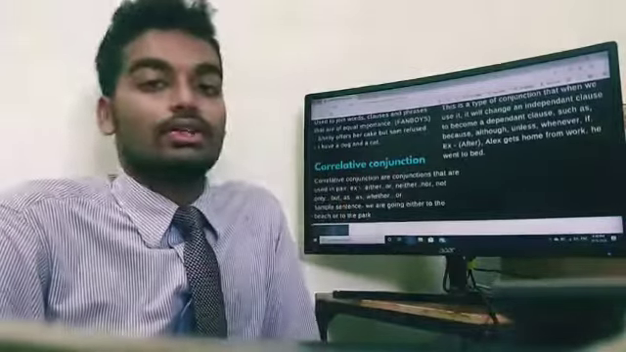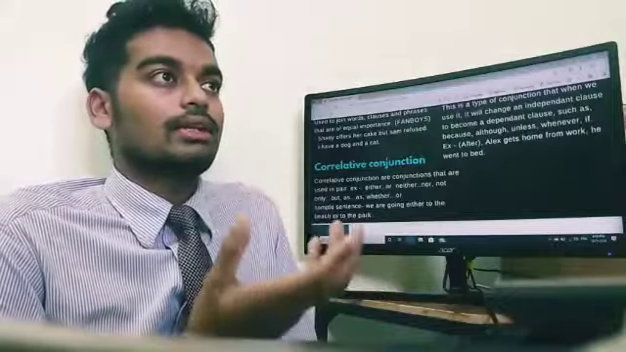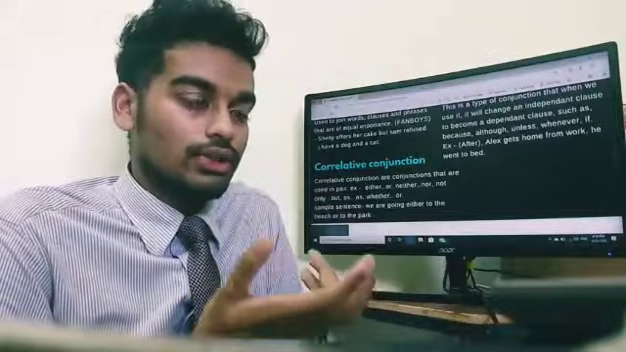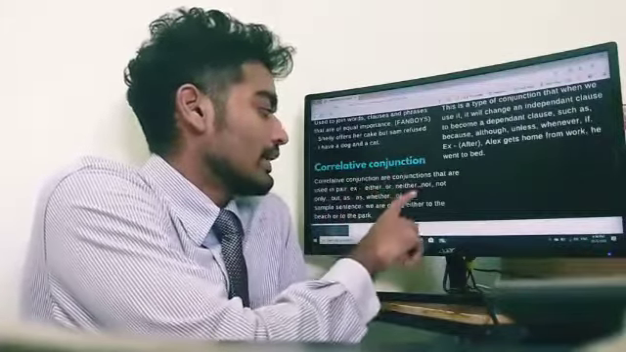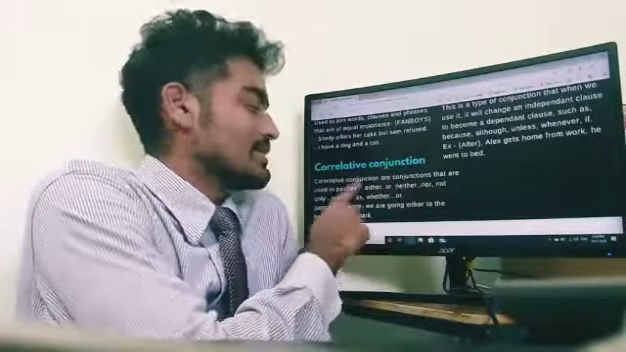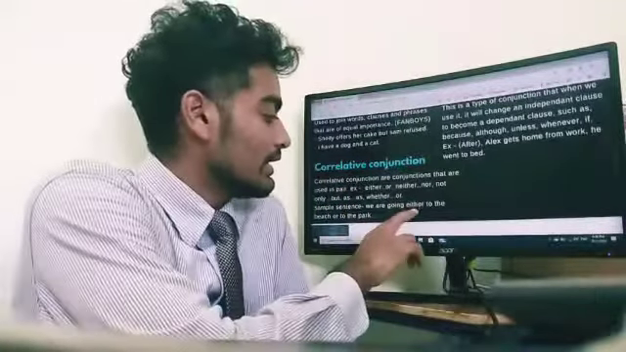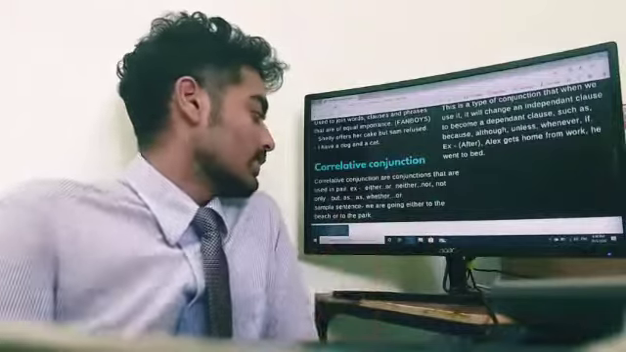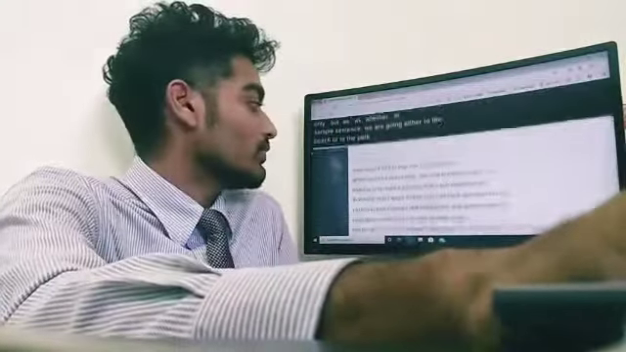Now let's go to the third conjunction, which is correlative conjunction. Well, this conjunction can be identified very easily because correlative conjunction always comes in pairs. For example, either or, neither nor, not only but also, whether or. Sample sentence, we are going either to the beach or to the park. So either or, these are pairs, so it is a correlative conjunction.